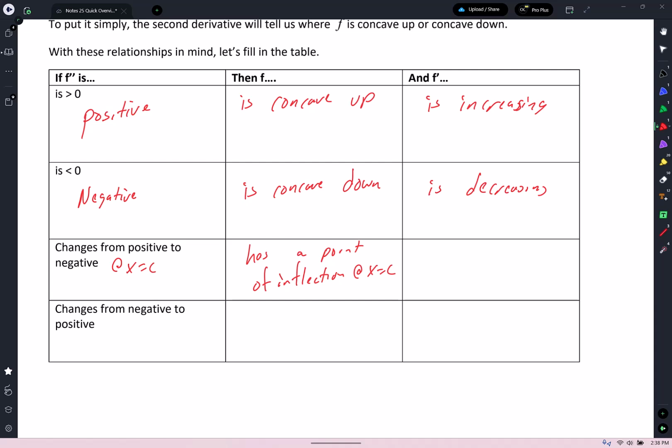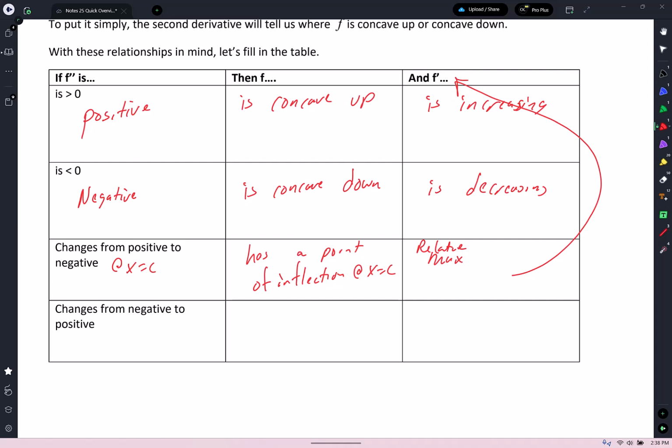What does it mean about f prime? It's a max. If f prime prime is changing from positive to negative, that means the same relationship for f prime. That means f prime was increasing and then decreasing. So it's a max on f prime, not on f. It's a relative max on f prime. Remember, this is a max on f prime, not on f.